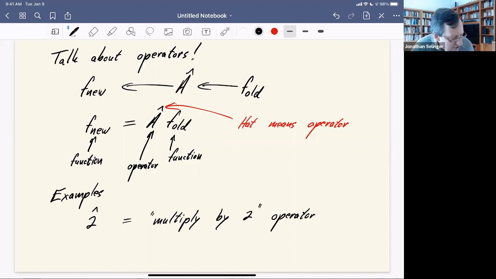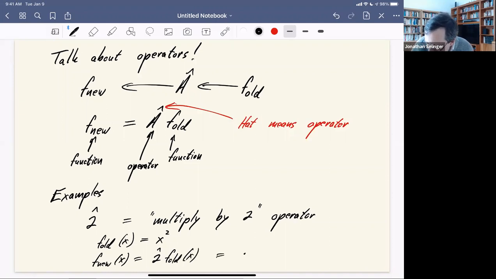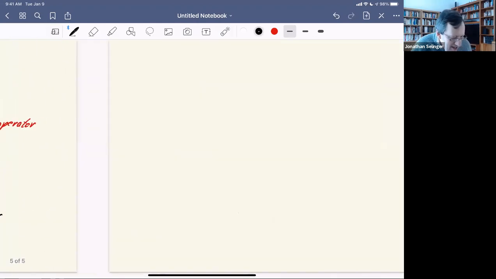Okay, so that means, if f old of x is x squared, then f new of x is 2 hat acting on f old of x. And so it's 2x squared. That's kind of an easy example. Okay, so let's make a table with some other examples.